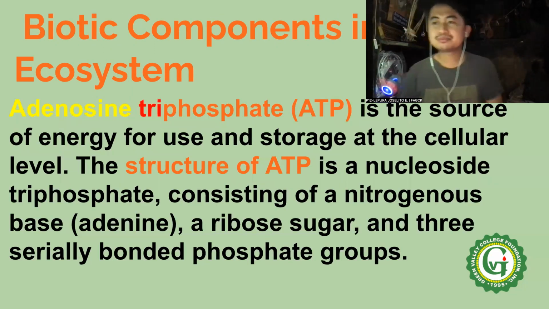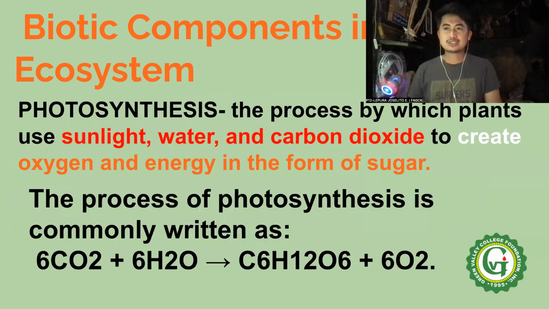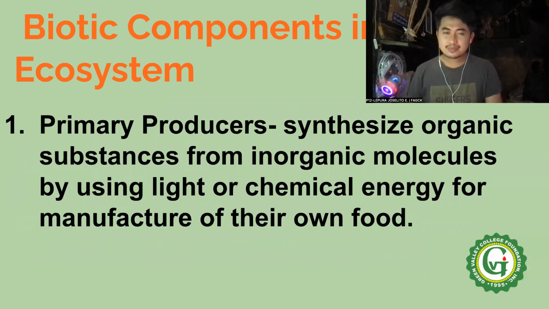Going back again, so we have three biotic components for your ecosystem. That includes your primary producers undergoing photosynthesis, number two, consumers undergoing cellular respiration, and number three, your decomposers, which is responsible for the decomposition of dead bodies, plants, and animals.